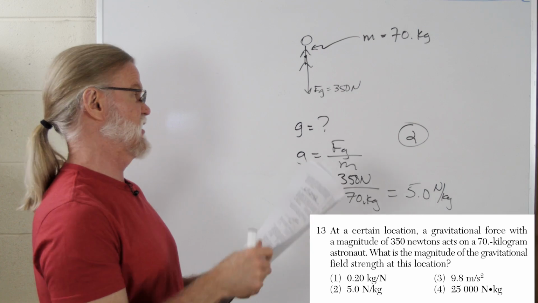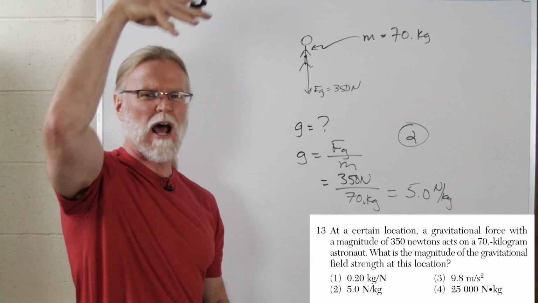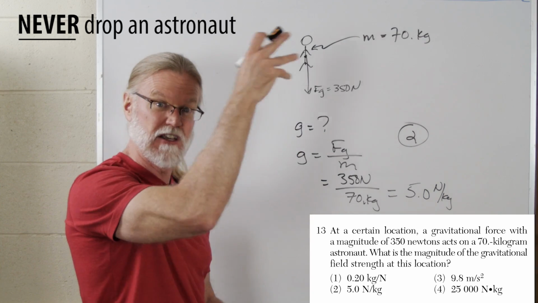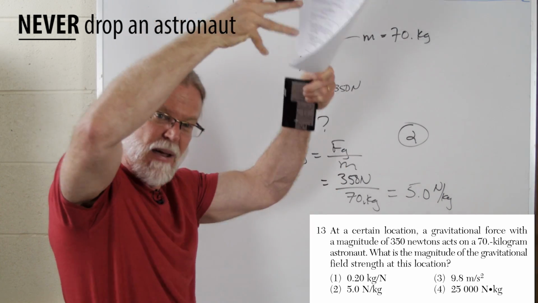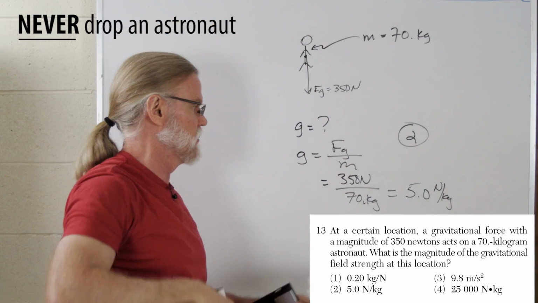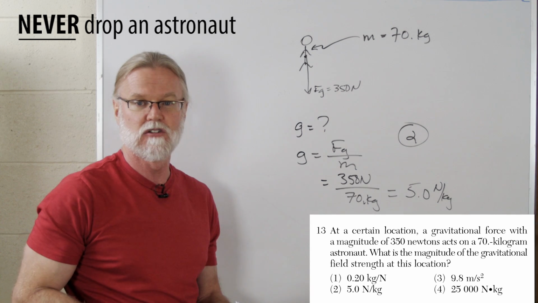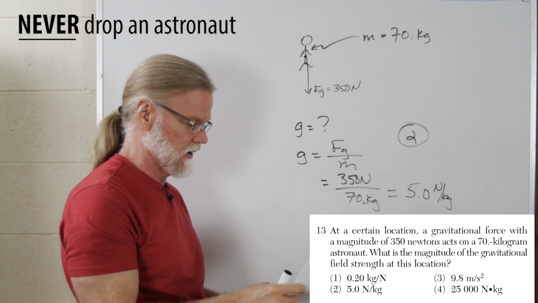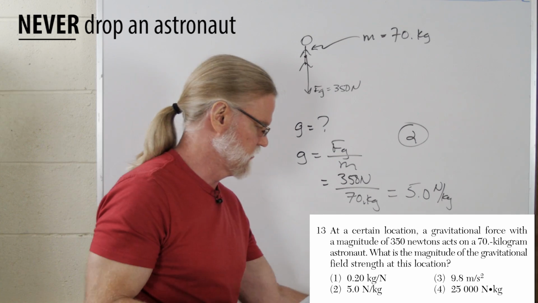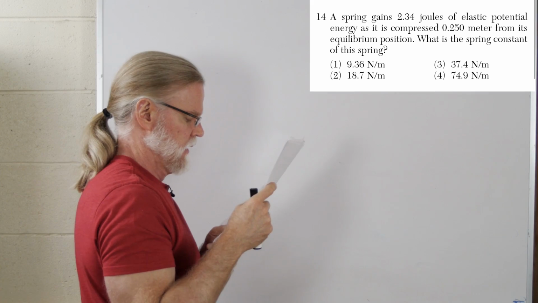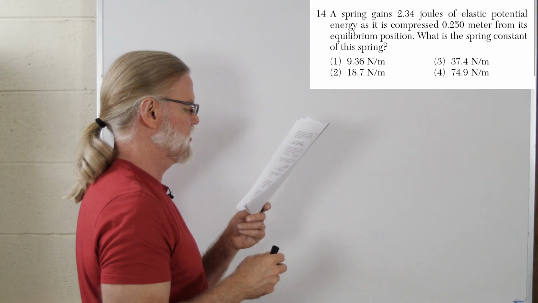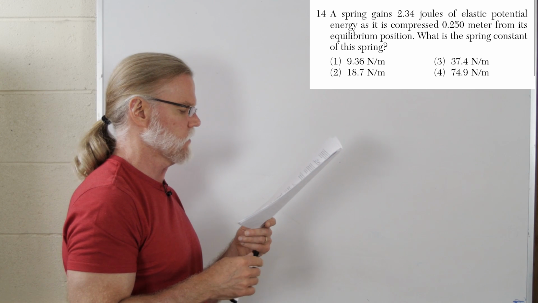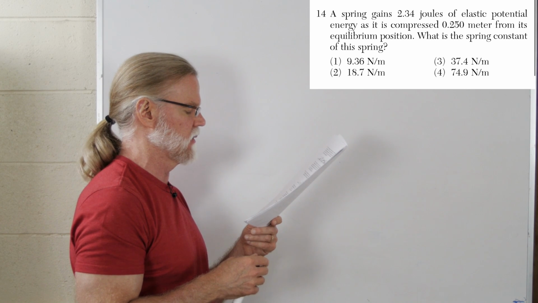Of course, if we took our astronaut and picked him up and dropped him, we would never want to do that to an astronaut. But if we did, if we picked him up at this location and dropped him, that would be the acceleration due to gravity. That is the gravitational field strength, but it's also the acceleration due to gravity if you're in free fall at this location.